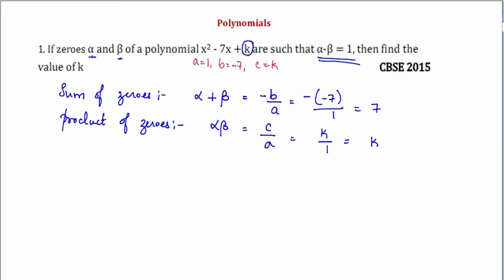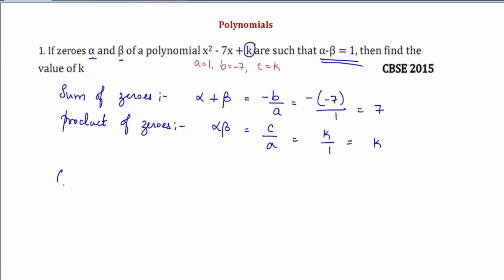Now we know sum and product. We don't have any relation that connects the difference, but we can use this difference and we can find out the value of k. Basically we need to find the value of k. We have a formula: (a plus b) whole square minus (a minus b) whole square is 4 times a into b. Okay, this is a standard result.